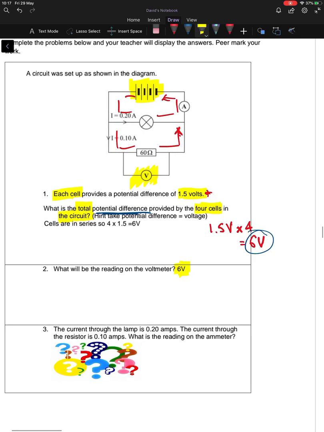And then the current through the lamp is 0.2 amps. The current through the resistor is 0.1 amps. What is the reading on the ammeter?